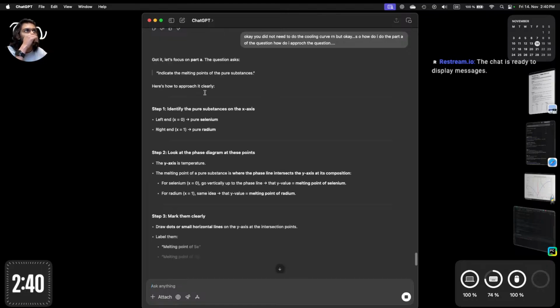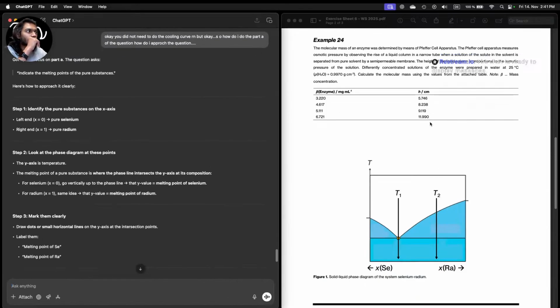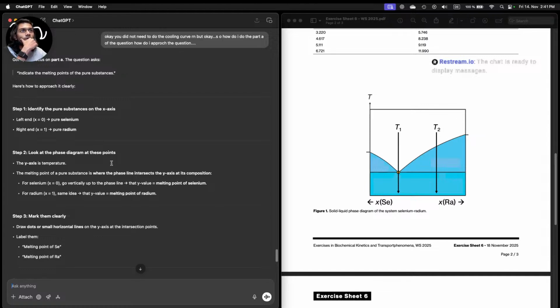Indicate the melting point of the pure substance. Here's how to approach it. Clearly identify the pure substance on the x-axis. Left end x equals 0, pure selenium. Right end x equals 1, pure radium. Look at the phase diagram at these points. Y-axis is the temperature. The melting point of the pure substance is where the phase line intersects the y-axis at its composition. For selenium, x equals 0, go vertically up to the phase line. Melting point of selenium. For radium, x equals 1, same idea.